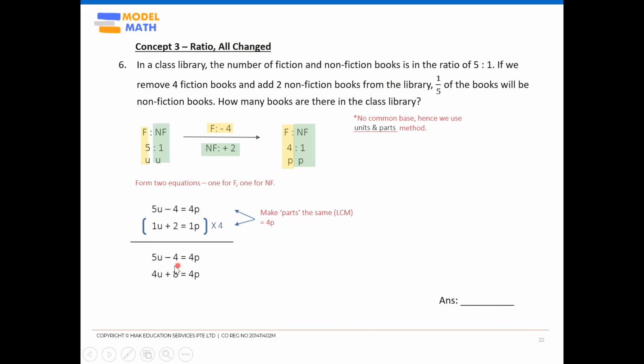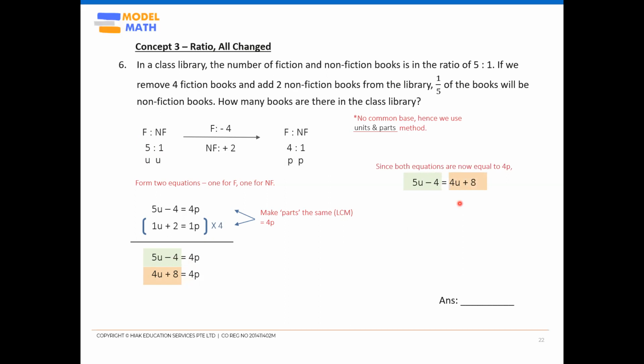Now, the moment you have made both equations into 4 parts, notice that I can say something about this. Since both equations are now equal to 4p, what can you say about this left-hand side now? They are the same. This green part and this orange part. Since the green part equals 4p, the orange part also equals 4p. That means the green and orange can be equal to each other. They are the same value, right? So we are going to write that down. The green equals the orange part.